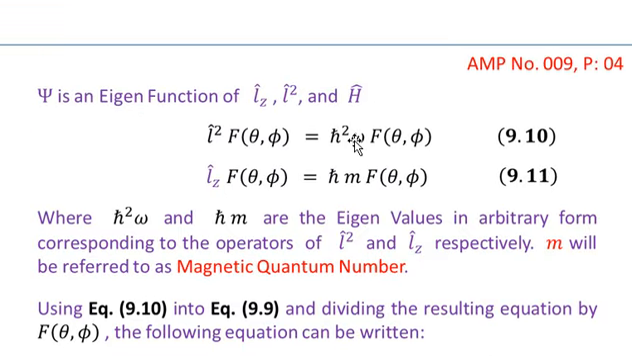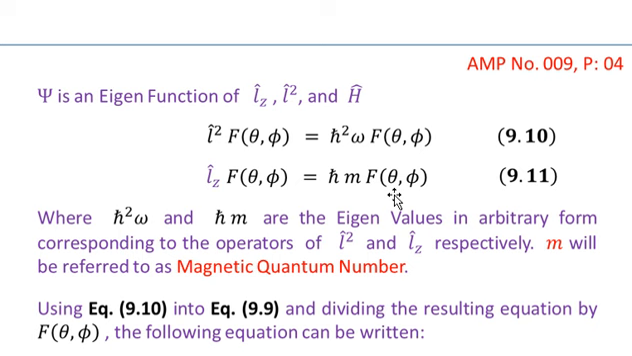So you see that here h bar square omega is actually the eigenvalue of the L square operator. When operating on the azimuthal part, it will give you the eigenvalue h bar square omega, and then of course the eigenfunction on the right hand side. And in equation number 11, you see that the Lz operator operating on the azimuthal part will give you h bar m as the eigenvalue, and then of course the wave function f as f.